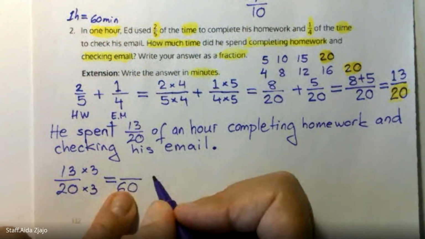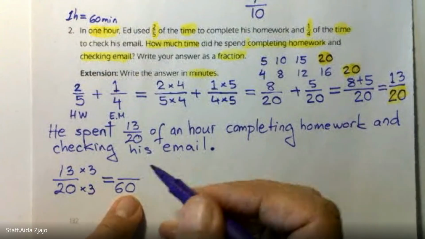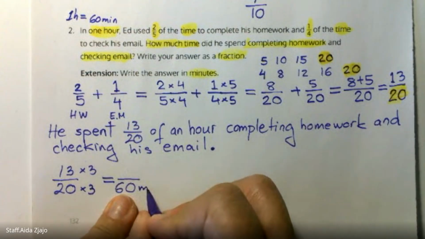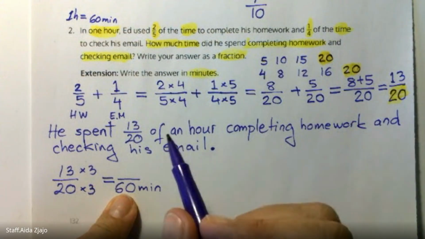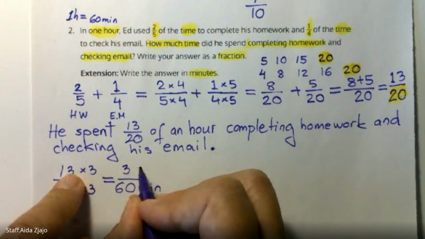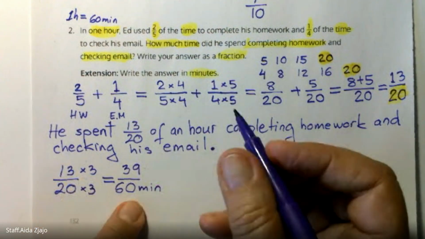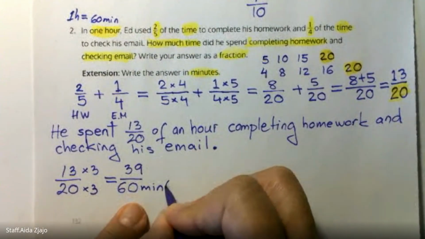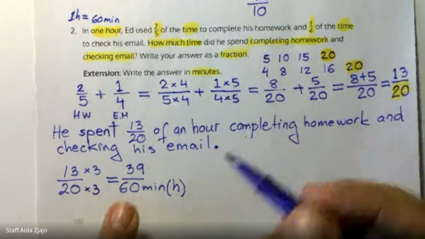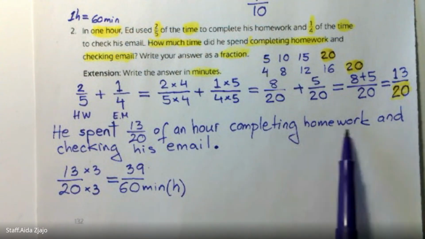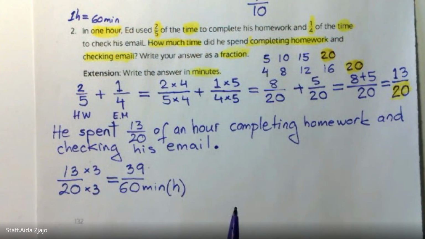Okay, so now this represents the fraction part that represents the whole 1 hour, that is 60 minutes. And now 13 times 3, 3 times 10 is 30, and 3 times 3 is 9. So this will be 39 out of 60 minutes that represents the hour. Okay, so he spent 39 minutes of an hour completing his homework and checking his email.